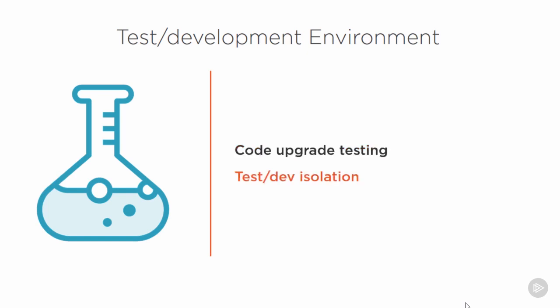Another use case within the test development use case scenario is test dev isolation. So when we look at our production versus our test dev environments, a lot of times what happens is people will put something into test and dev, they'll do some work on it, they'll do some code upgrades, and then they just push it into production.